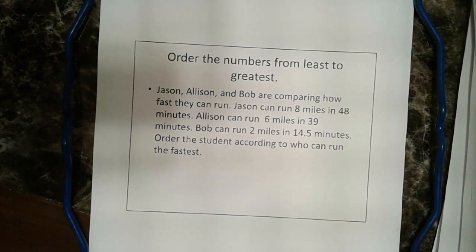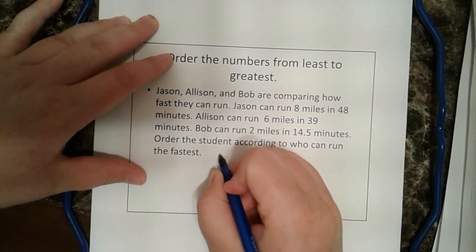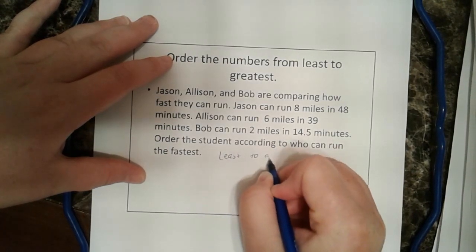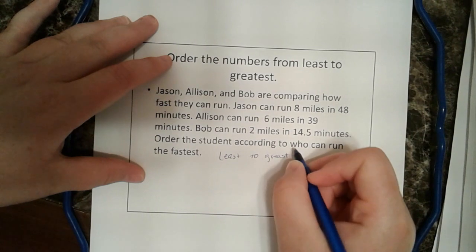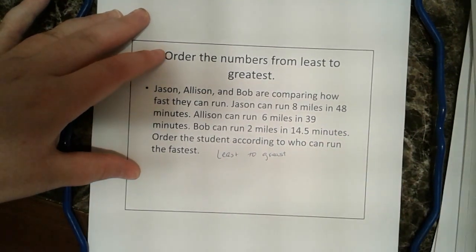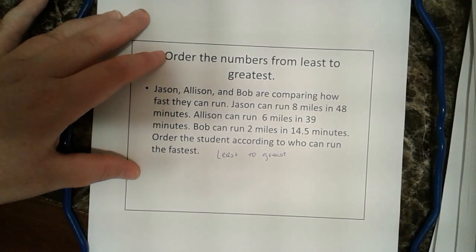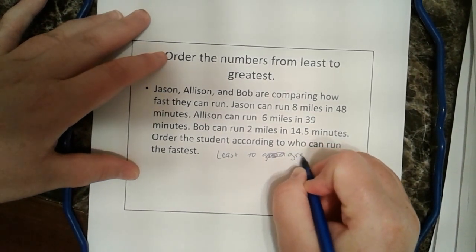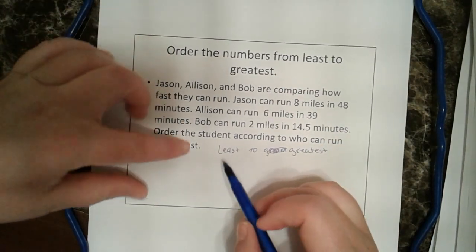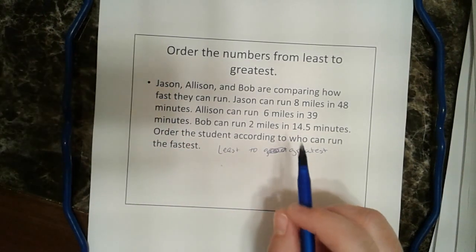Okay, fastest. Do I want to order them least to greatest? Or do I want to, actually, yeah, it'll make sense to go least to greatest. Because it says, who can run the fastest? Order the students according to who can run the fastest. So again, I am wanting least to greatest on here. Least to greatest. Oops. Maybe help if I can spell. Because isn't the least amount of time the fastest time? Good. So how can I figure this out?